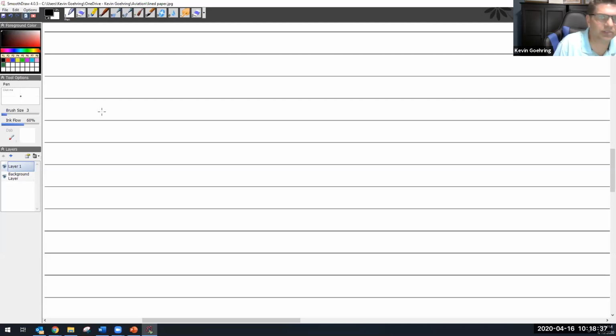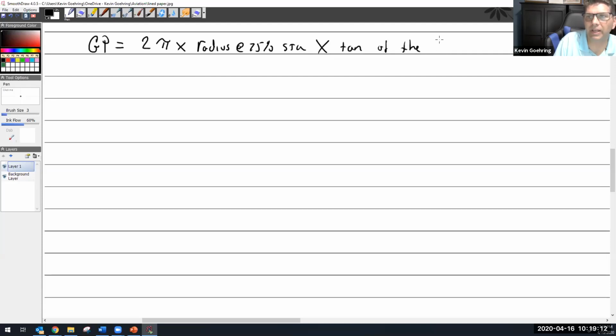And so here, it's geometric pitch equals, and we'll just edit that last part out. Geometric pitch equals 2 pi times the radius at 75% station, times the tangent of the blade angle.